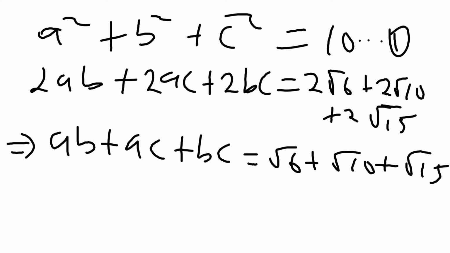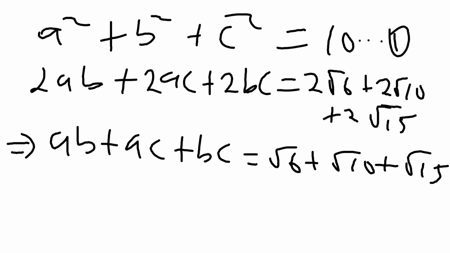But I know there is nothing I can do to root 6 plus root 10 plus root 15 to separate them. I can't add them together. I will only leave them like this, unless I use a calculator or any other thing to evaluate them. But since I cannot separate them now, I am going to make the assumption that ab is equal to root 6, ac is equal to root 10, and bc is equal to root 15. That's exactly the assumption I'm going to make.